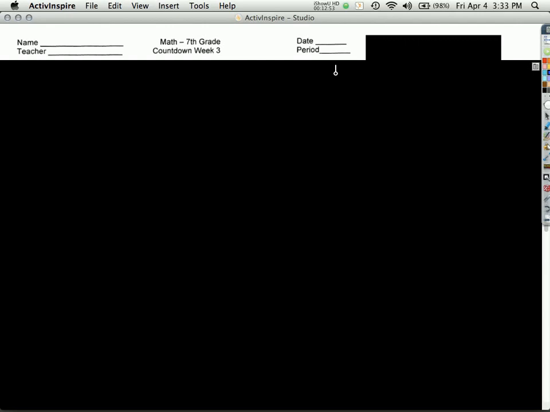We are going to follow the same procedure we've been following for the past 2 lessons. When you get your packet, turn and find Countdown Week 3, the first page that says that. So my students at the front, if you would take the packets and hand them back to the people behind you. Please be careful with the packets. Again, they are only held together by 1 or 2 staples and they can easily tear. If it does rip or tear, please let me know so I can fix it as soon as possible.